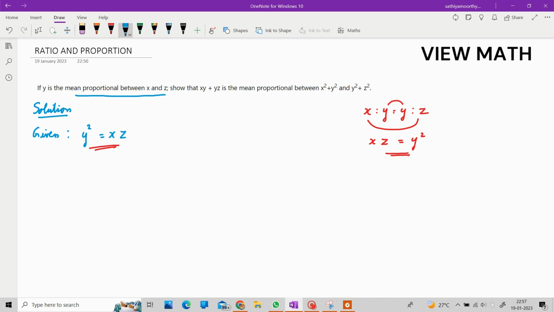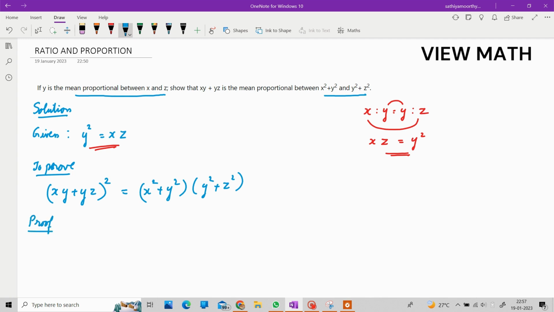Now what they are asking us to prove is that xy plus yz is a mean proportional between x square plus y square and y square plus z square. So this also I can write as: to prove, xy plus yz the whole square is equal to x square plus y square into y square plus z square, because this is the mean proportional. So this is the thing I have to prove. So let me go to the proof part.